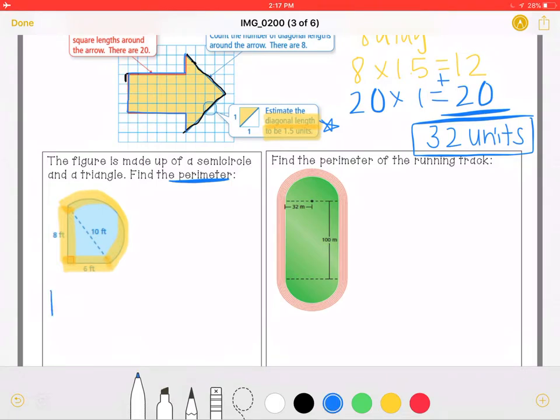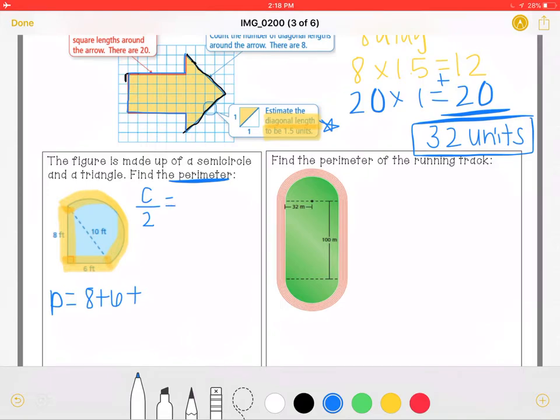But I do know so far my perimeter is going to be my 8 plus my 6 plus whatever the curved amount is of that semicircle. Now remember, to find that curve, to find the outside distance of a circle, we call that our circumference. But since it's only a semicircle, we have to divide that circumference in half. So let's find our circumference.